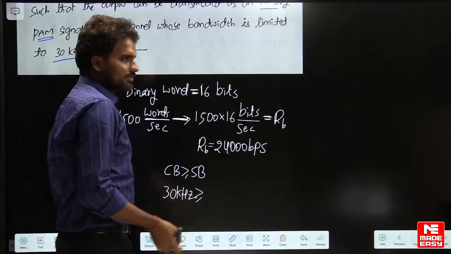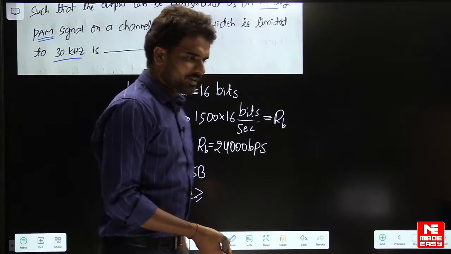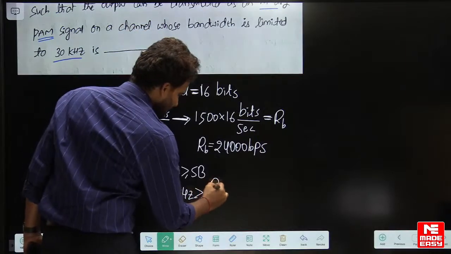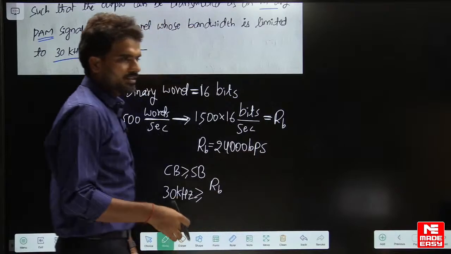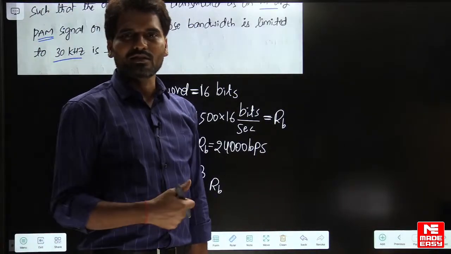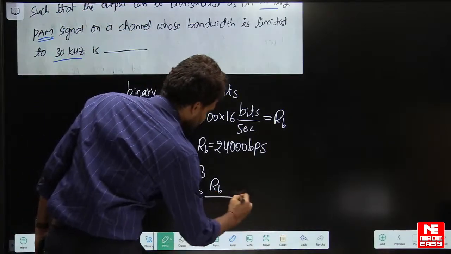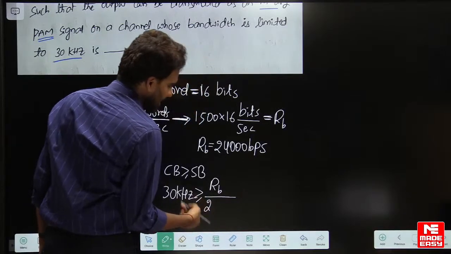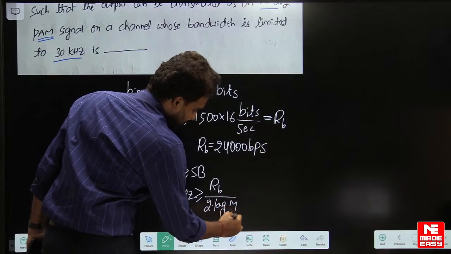The signal bandwidth. By default, we take that minimum bandwidth only. That is, what is the minimum bandwidth in transmission of a binary sequence through a baseband channel? By using PAM, you can expect baseband transmission only. In baseband transmission, the minimum bandwidth will be equal to RB by 2, but this is given as M-ary PAM. M-ary PAM means this is RB by 2 log M base 2.